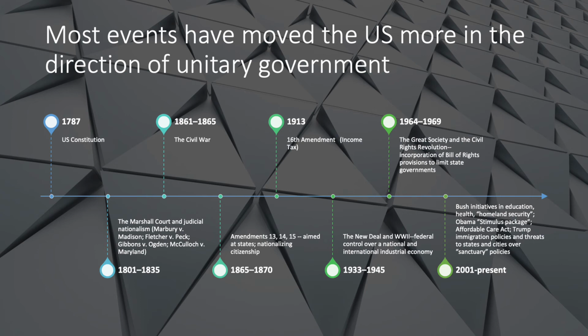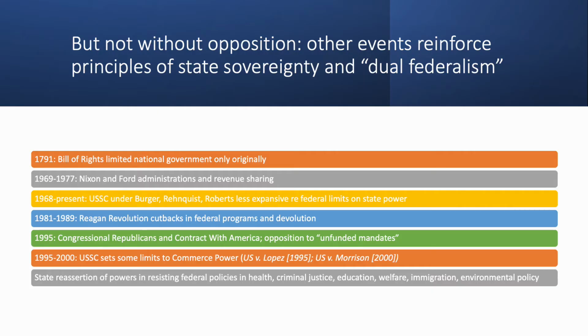They want to make the states stronger again. In this slide, you can see all these events that tended to push us in the direction of a somewhat more powerful national government. But there have been other events that have pushed us back. The Bill of Rights limited the national government originally. Nixon and Ford tried to give money to states without any restrictions at all, just take federal money and give it to them to do whatever they wanted with.